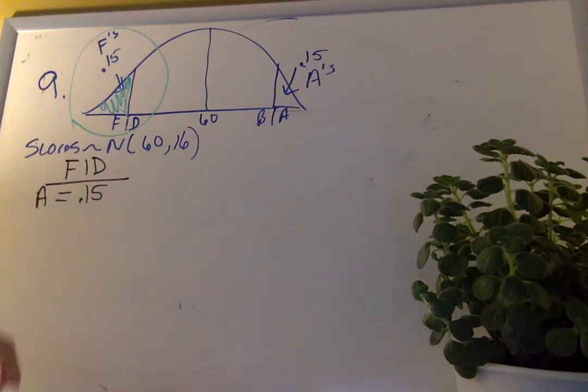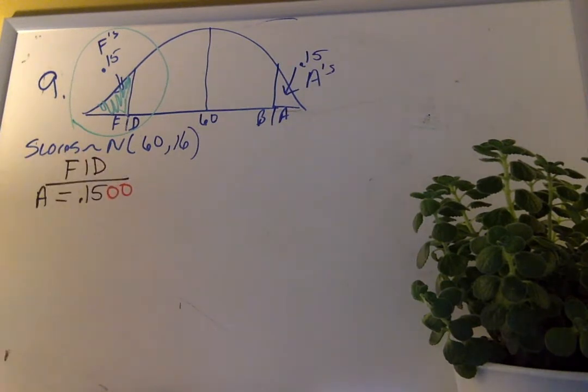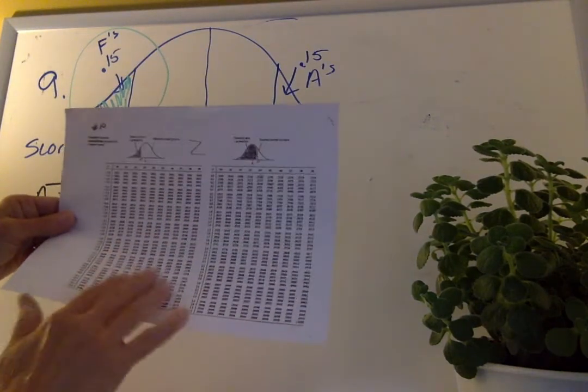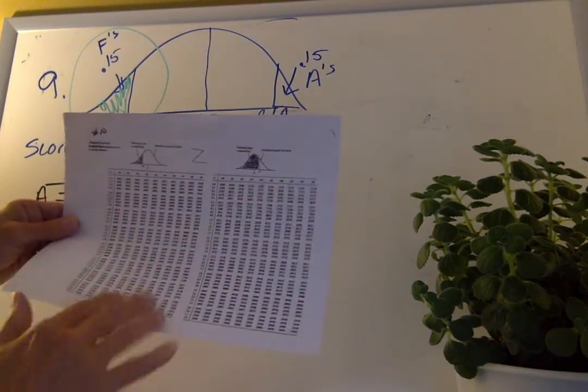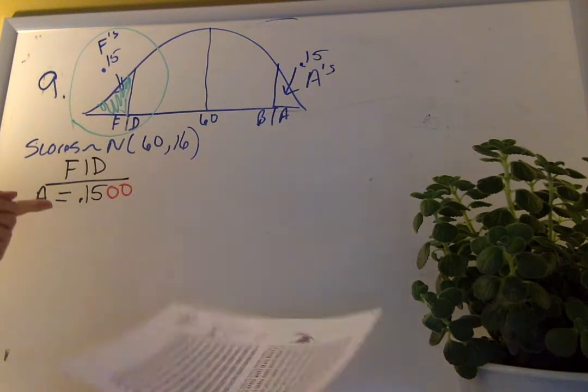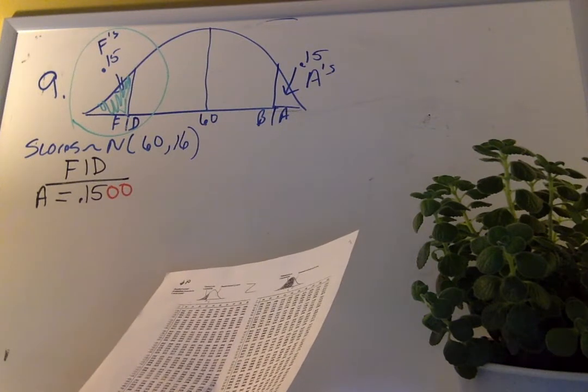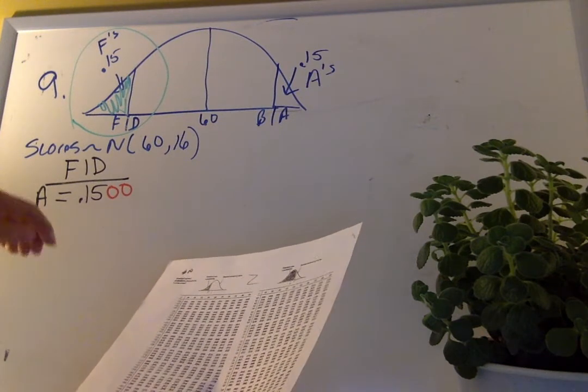So anytime you have an area, go ahead and make it 4 decimal places to visually remind your eyes and your brain that, oh yeah, those are the areas. That's what I have to search for in the body of the chart. So we're going to go search for 0.1500, or as close to that as I can get, because pretty sure you're not going to find that exactly.